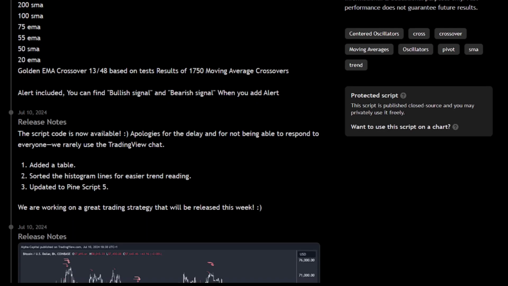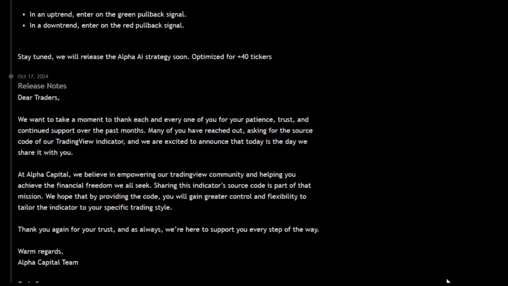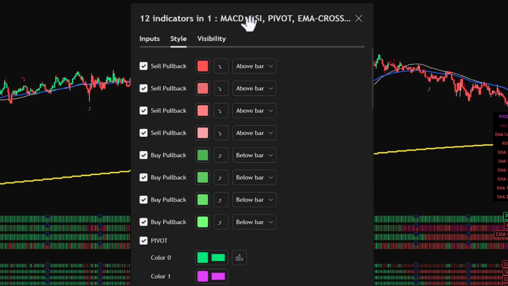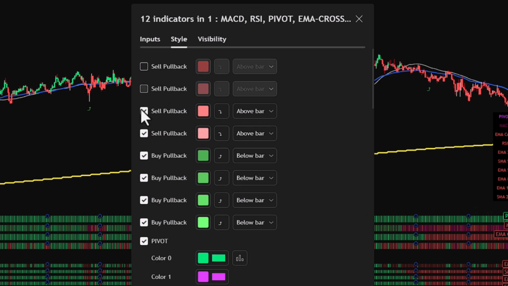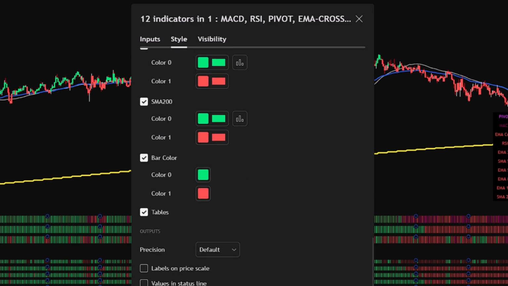But before we dive headfirst into using it, we need to make a few adjustments to tailor it to our needs. Go to the settings windows and in the input section, enable the bar color option. Don't worry about any other parameters just yet. Now, switch over to the style tab and disable the buy and sell options along with the pivot options. And voila, that's all there is to it. Our indicators are now primed and ready to guide us on our journey to trading success.